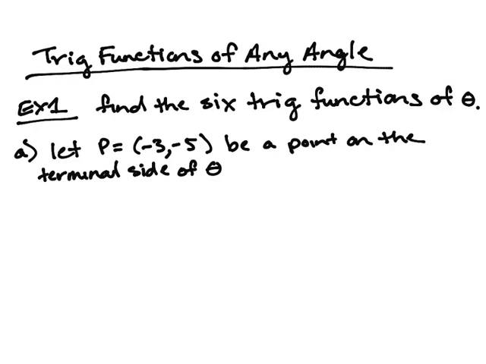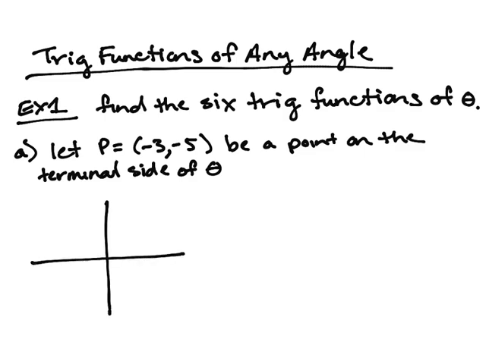Okay, so what we're going to do is, in the XY plane here, we're going to draw these points, and from the points we're going to be able to draw triangles, right triangles, that allow us to find the 6 trig functions of whatever my angle theta may be. So I'm going to start by plotting the point.